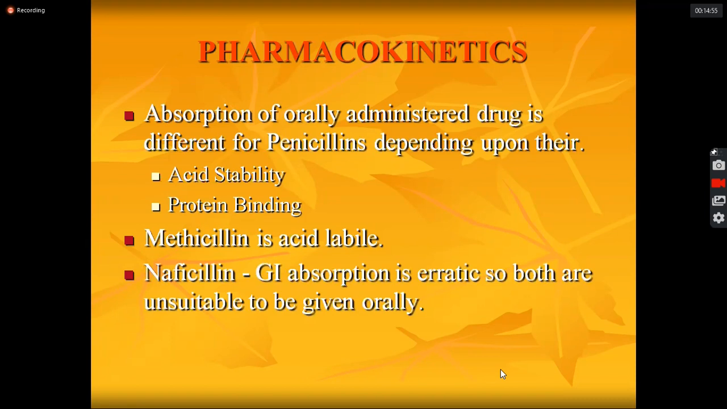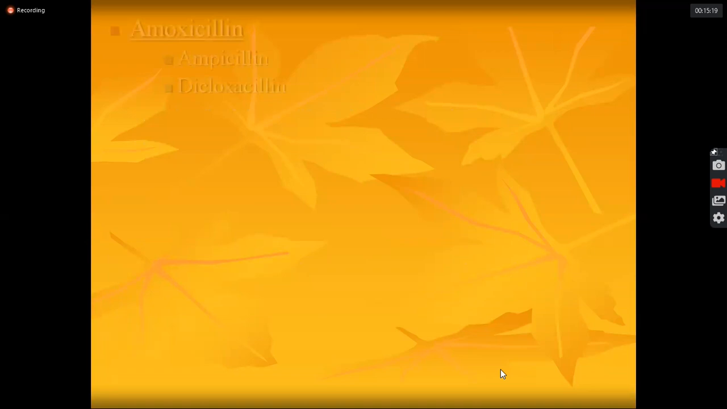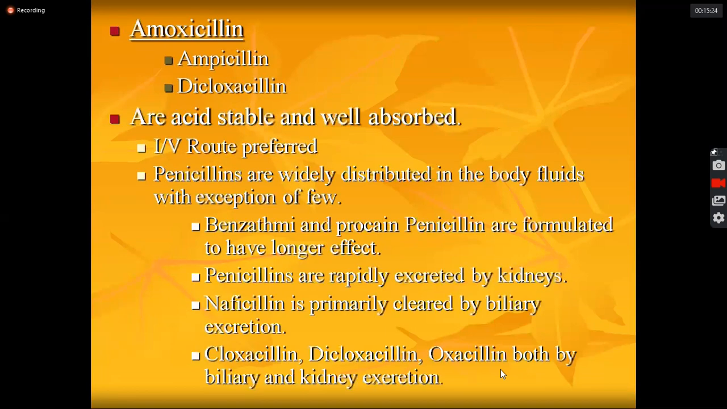Nafcillin, the GI absorption is erratic. So this is erratic or different, and it changes at times. Even if the dose is the same, the absorption is not the same, and hence the bioavailability. So it's not appropriate to give it orally. So we give both the drugs by parenteral route. Now, amoxicillin, which is the most commonly used agent in the penicillin group, ampicillin, dicloxacillin, they are acid stable and well absorbed. They can be given orally as well as intravenously.